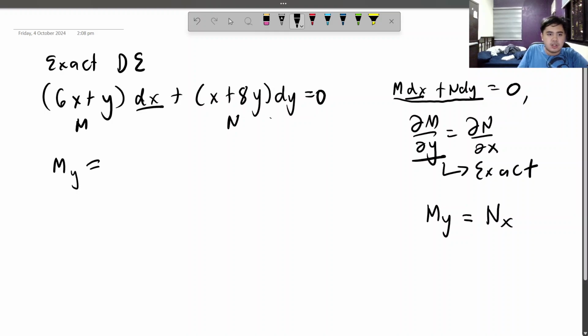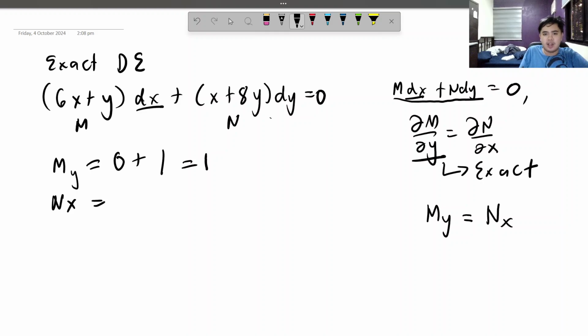So this would be equal to the partial derivative of 6x + y with respect to y. What's the derivative of 6x with respect to y? There's nothing indicating y there, so it is just a constant, so it would be 0. Plus, the derivative of y with respect to y is 1, as we all know. So M_y is 1. And N_x: the derivative of 8y with respect to x is 0, since y is a constant in the x world, and the derivative of 8x with respect to x is just 8. So M_y equals 1 and N_x equals 1.